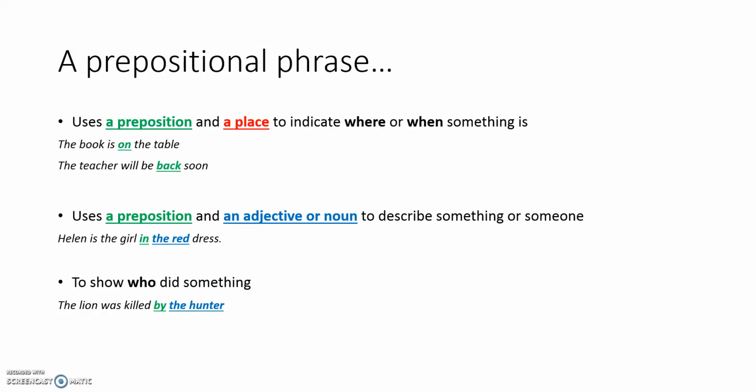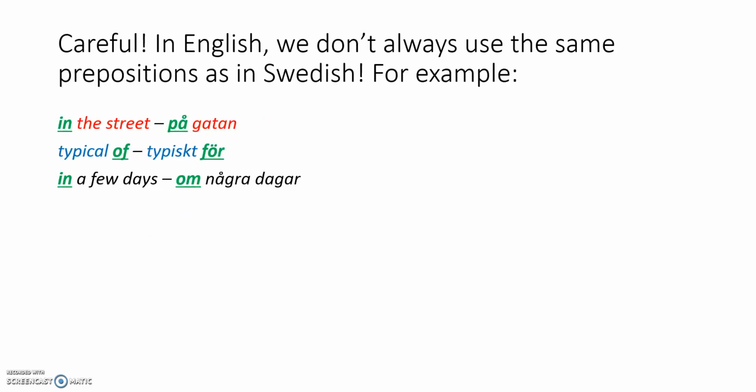When translating prepositions, you have to be careful. In English, we don't always use the same prepositions as in Swedish. For example, in the street means på gatan, but in isn't usually translated into på. And the same goes for the expression typical of someone or something. We would say typiskt för. Det är typiskt för mig att prata engelska på lektionen. It's typical of me to speak English in class.